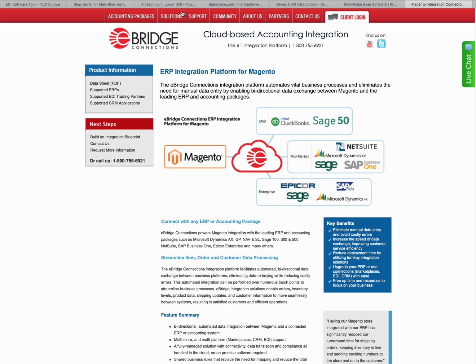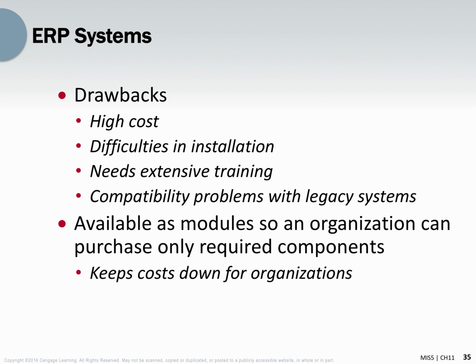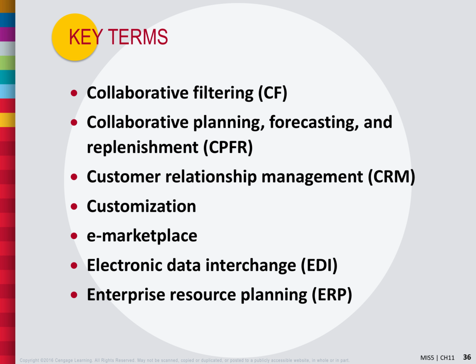But here's a good example of a cloud-based ERP system. All right. So let's end on this. Here are the terms we've covered and that you need to understand. We didn't talk about collaborative filtering. I referred to it as something you should look at. So you need to understand that. CPFR, CRM, EDI, ERP, we talked about those at length. We talked about the e-marketplace and the e-distributors, and we talked about personal customization. So that's what we've covered.